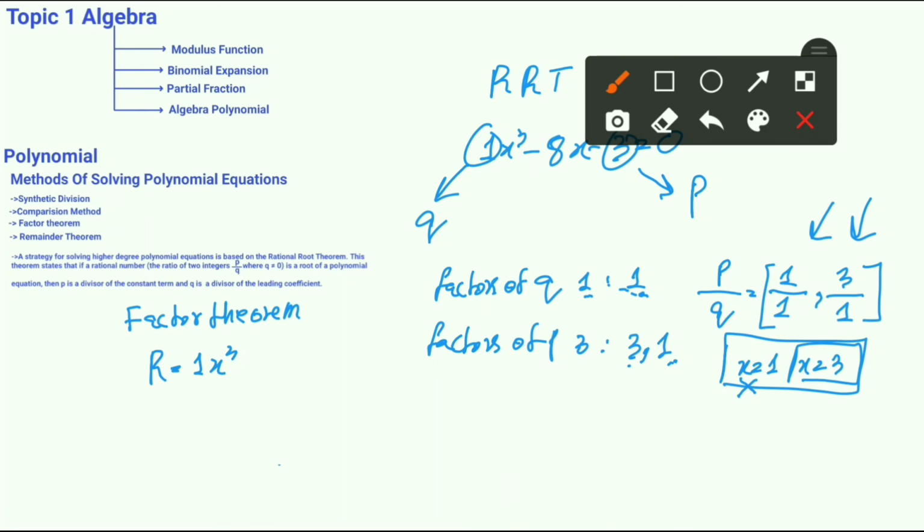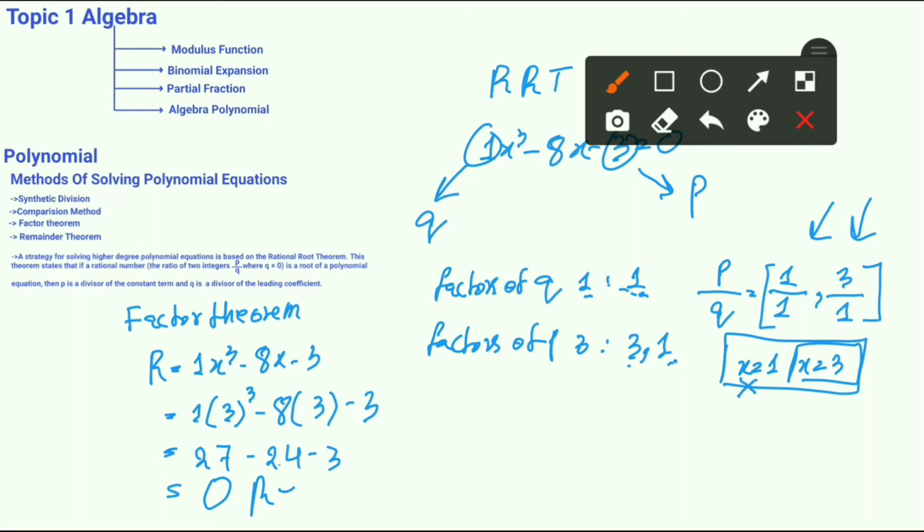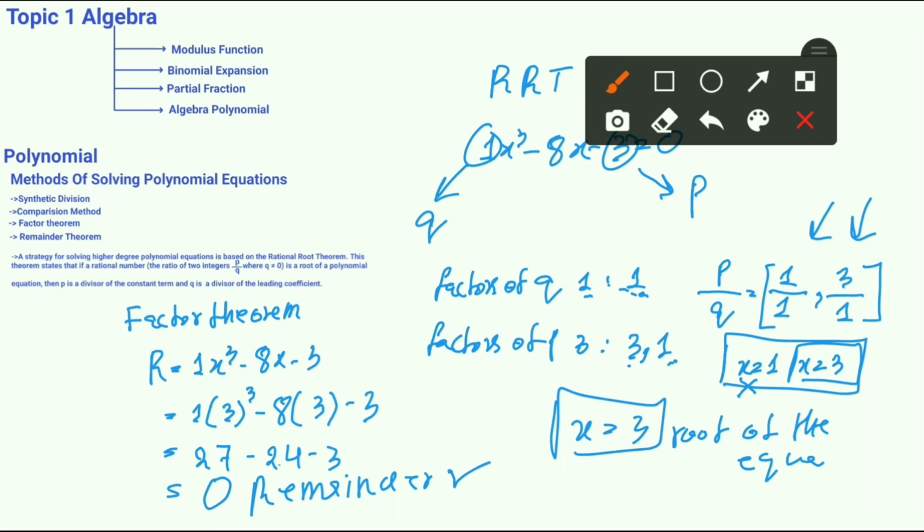Let me use 3. So putting 3: 27 minus 24 minus 3 gives a 0 remainder, which means yes, x equals 3 is the root of the equation. Hence we have found the root of the equation, and it also means that x minus 3 is a factor of the equation. This is how you find it out.